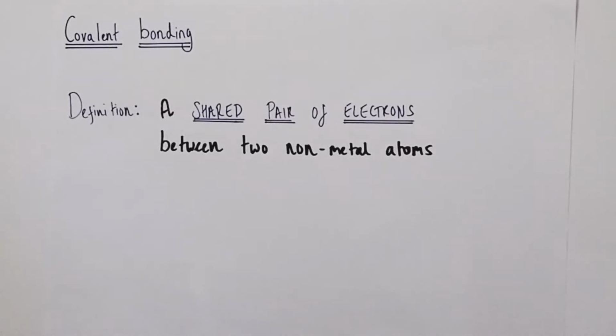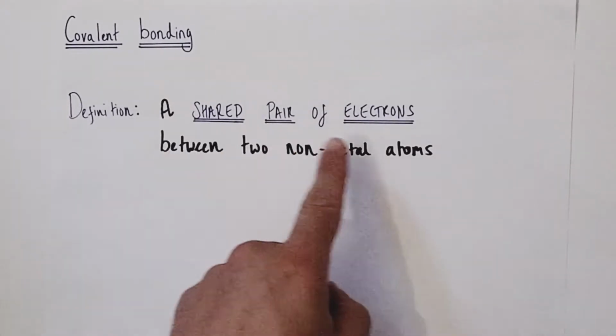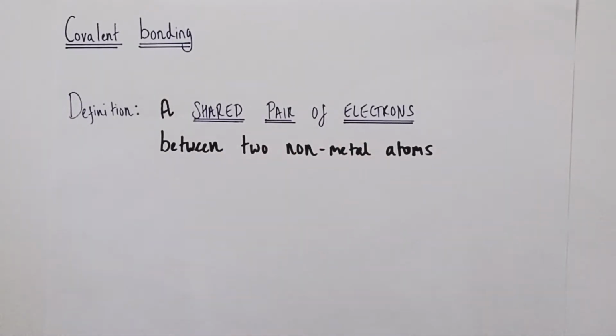So if asked to define what a covalent bond is, you should say it's a shared pair of electrons between two non-metal atoms. That would represent one covalent bond. A double covalent bond would be two shared pairs of electrons between two non-metal atoms, whilst a covalent triple bond would be three shared pairs of electrons between two non-metal atoms.